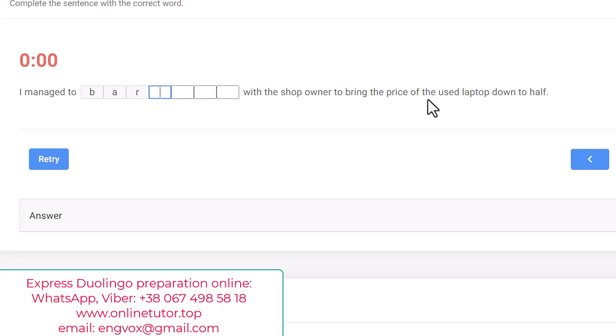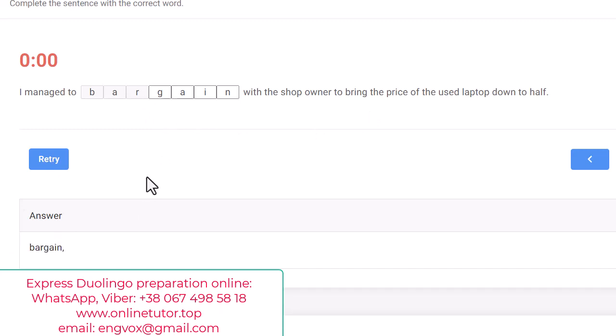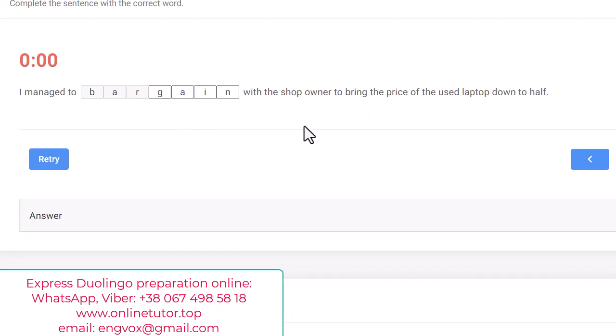Our second stage of guessing is the recollection of the verb itself, so of the word itself. So it's bargain. I managed to bargain with the shop owner to bring the price down. So to bargain means to negotiate the price, trying to reduce it. Yes. I think no comments. The logic is very simple.